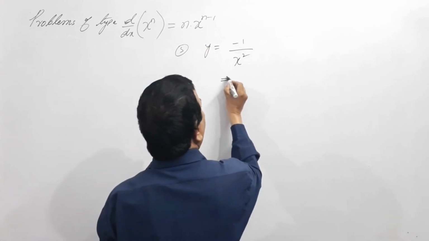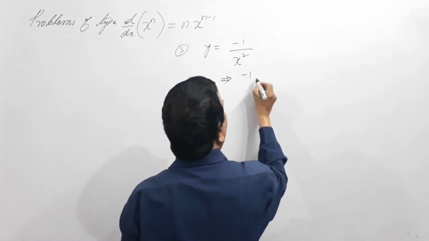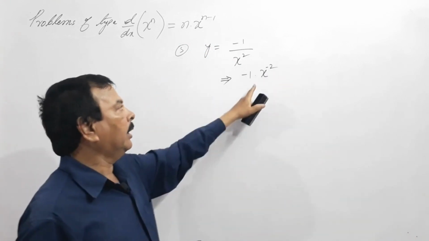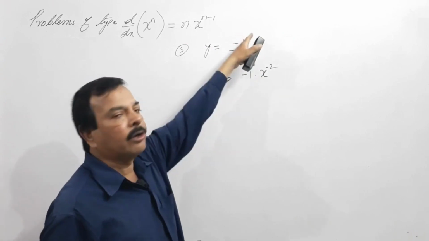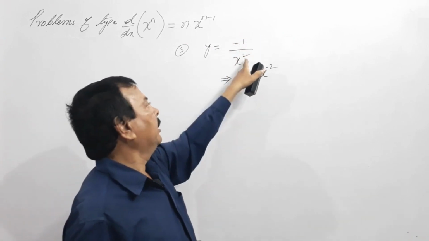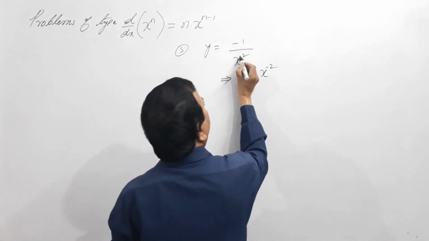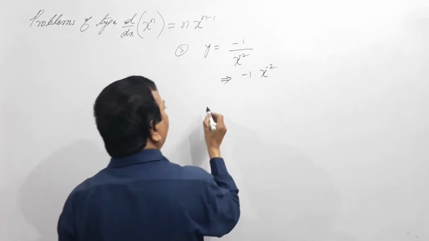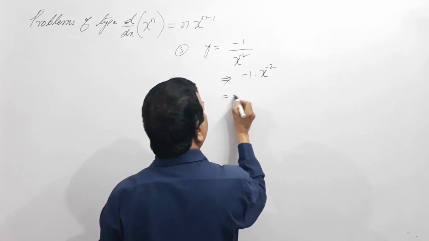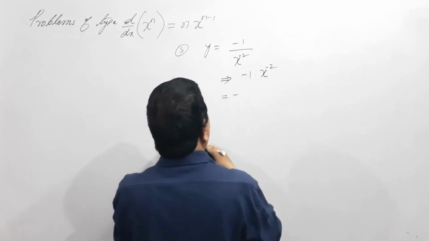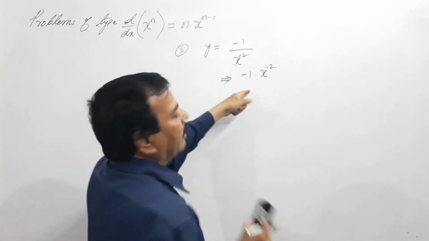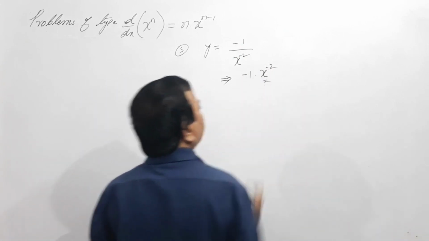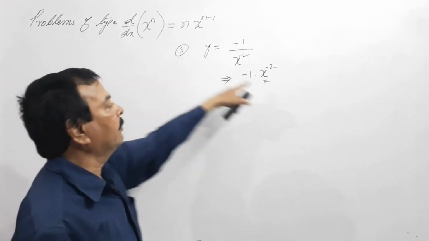This can be written as what? Minus 1 into x to the power of minus 2. Can I write like this? So this x goes to the denominator, and this plus will become minus sign. Now let's differentiate this. We can differentiate it easily because this is of the x to the power of n type.